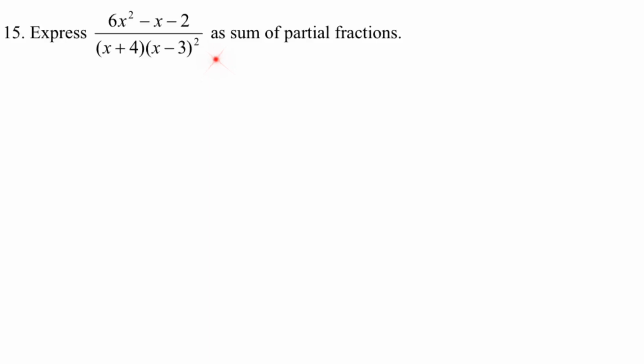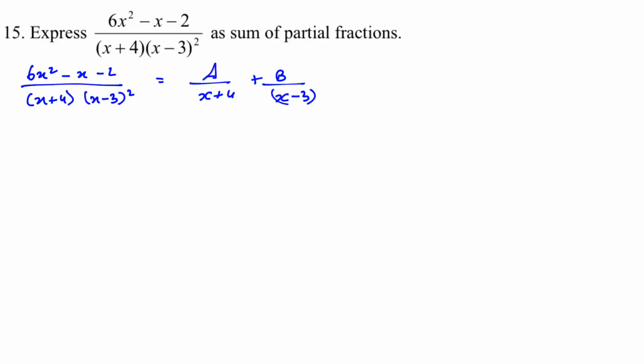This is a partial fraction question and it is case 2, repeated linear factors. You can say x minus 3 to the power of 2. So let's first write down the question here. It is 6x squared minus x minus 2 over x plus 4, x minus 3 squared. So you will have A over x plus 4 plus B over x minus 3 and C over x minus 3 squared. After this step, always write your factors in an expanded form like x minus 3 and x minus 3.